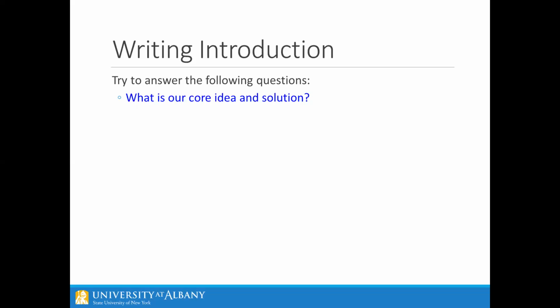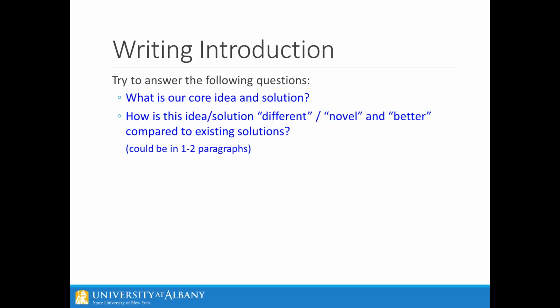and solution. Not only that, but how this idea is different or novel and better compared to existing solutions. So our idea has to be different and novel. That means this particular thing has not been done before. And not only that, we could do something which is novel, but it is not better. So it has to be novel as well as superior or better in some sense compared to existing solutions.